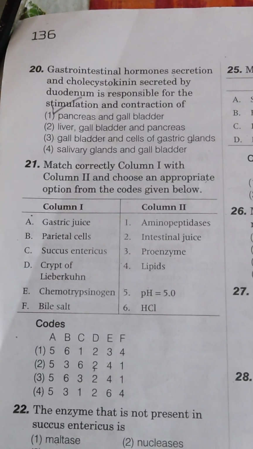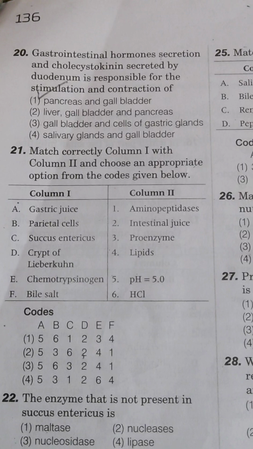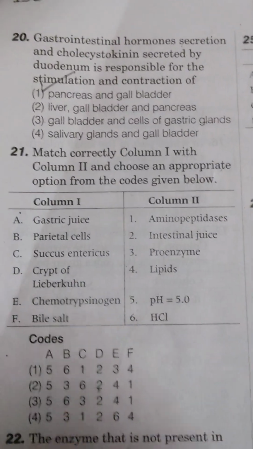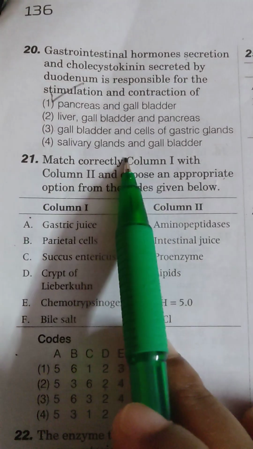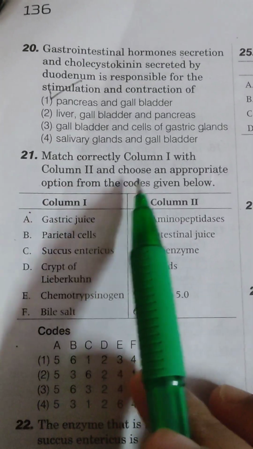Hello everyone. Again, I have come up with the next questions of digestion and nutrition. So here I'm beginning with the first question. The first question states: match correctly column 1 with column 2 and choose an appropriate option from the codes given below.